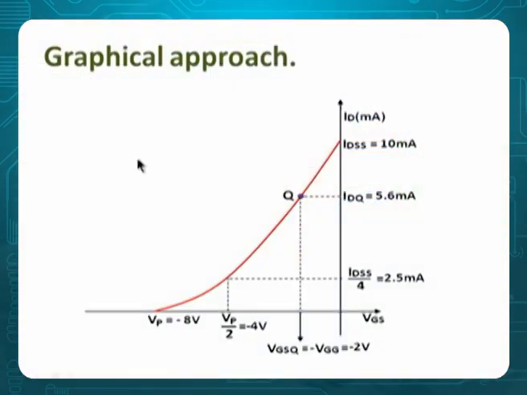And you can put them in a graph and achieve the graph for different values, with 5.625 and IDSS by 4. You can give different values and achieve this. The highest value is VP, minus 8 volts. With that, minus 8 volts and 10, you can give two different values and make a smooth curve. This will become the graph.